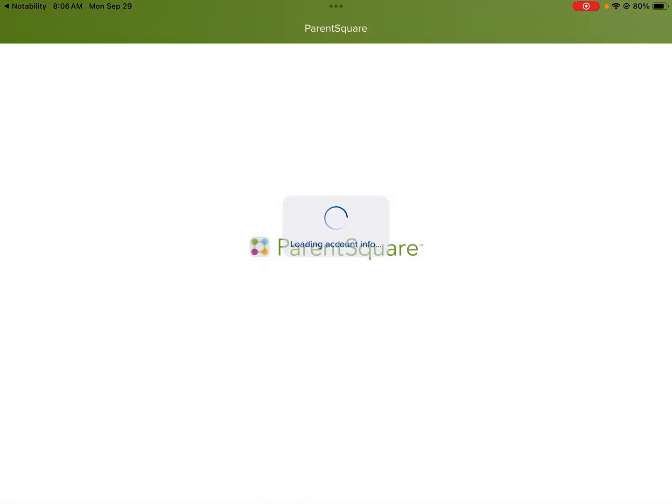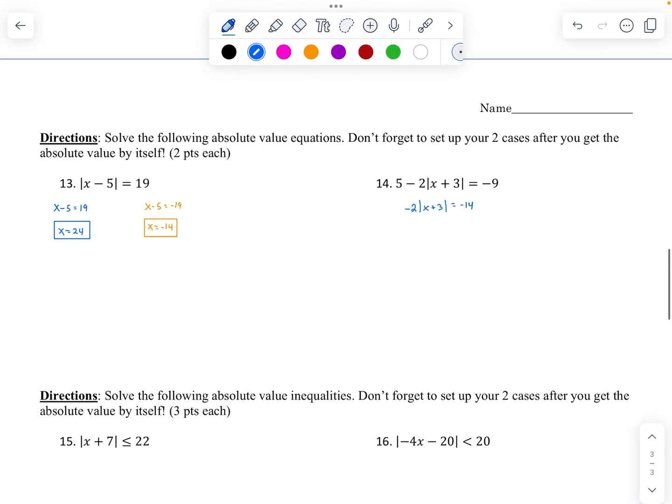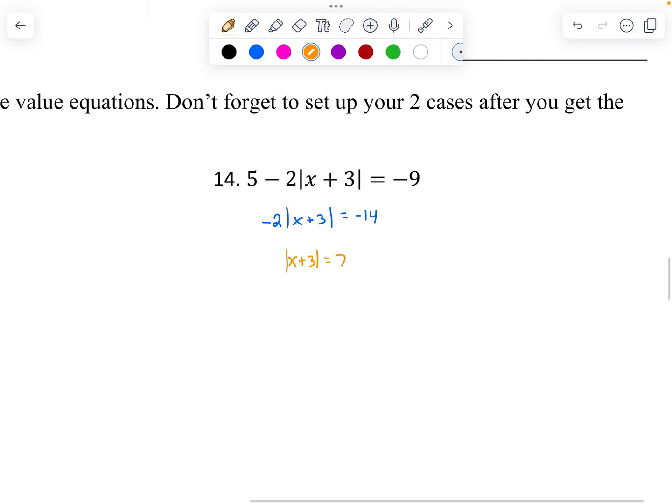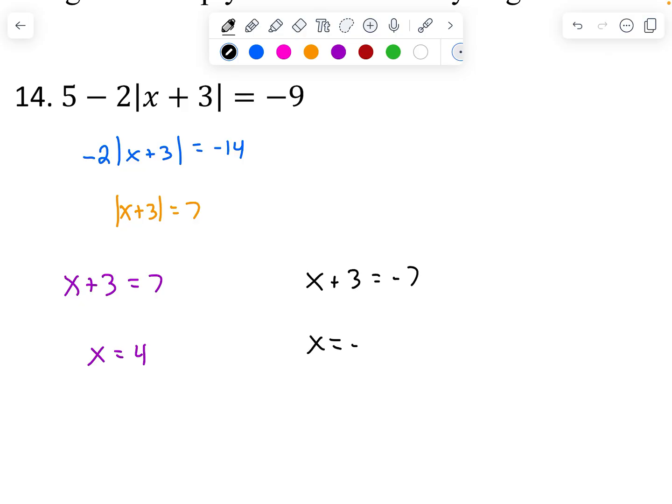Then just divide everything by negative 2. And so you get the absolute value of x plus 3 is equal to 7. Now it looks just like number 13. And so now we can do our two cases where our distance is equal to 7 and where our distance is equal to negative 7, our distance from 0 on a number line. Solve them both and subtract 3, so you get x equals 4. And subtract 3 again, and you get x equals negative 10.